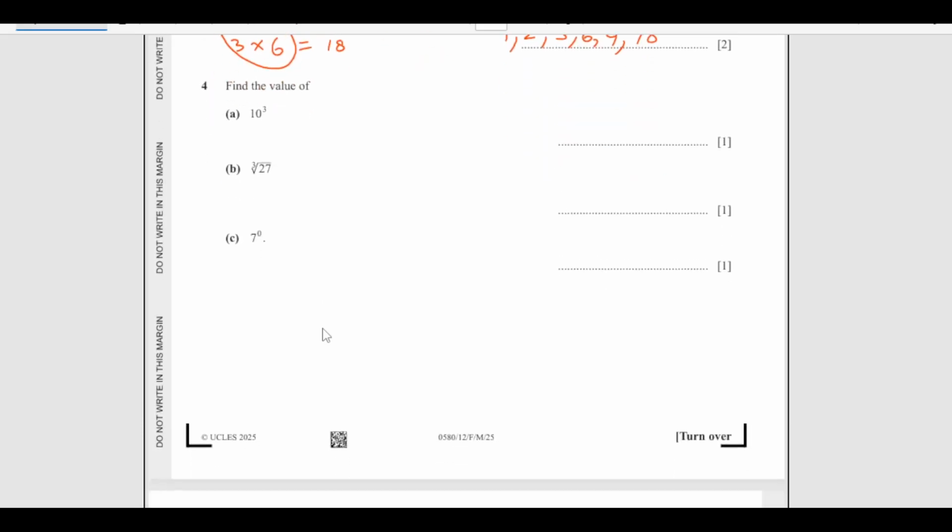Number 4, find the value of 10 raised to power 3. 10 raised to power 3 is 10 times 10 times 10. So this is 1 followed by 3 zeros, 1000. And the cube root of 27: cube root means that we are making groups of 3. Out of each group of 3, one will come out, so 3. And 7 to the power 0 is 1, because anything raised to power 0 is 1.